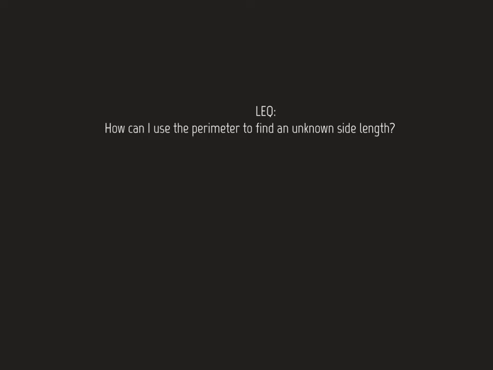How can I use the perimeter? Remember what we do when we see that word perimeter? Put a box around it. To find an unknown, which is a side that we're not quite sure of, and its side length. Okay, so remember we're talking about perimeter, which is the distance around.